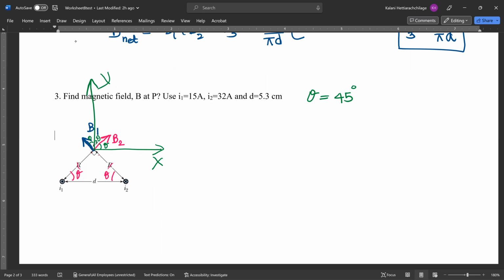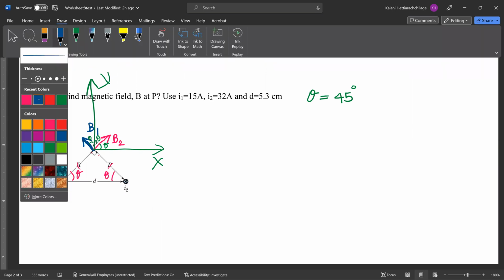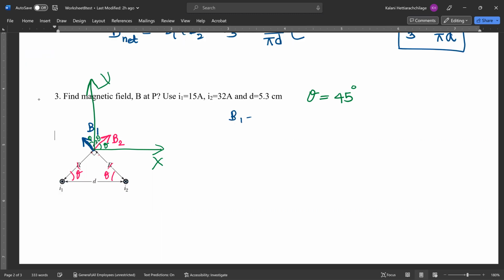Okay. So now I have B1 and B2. I know the direction in my diagram. Then my next part is calculating magnitude and the direction. So let's write first your B1 and B2. Okay, so my B1 is equal, due to straight wire, mu naught current I1 divided by 2 pi, and distance from your point of interest to the wire is R. And B2 will be mu naught I2 divided by 2 pi and again R. So D number is given.